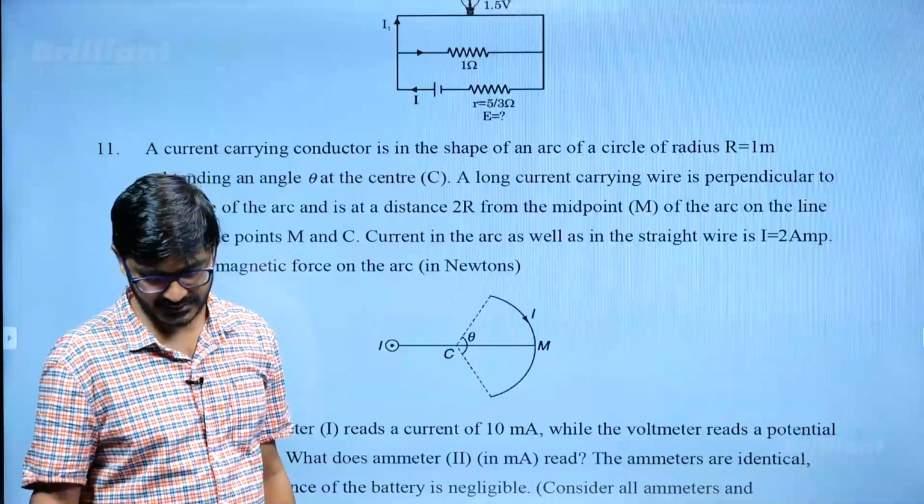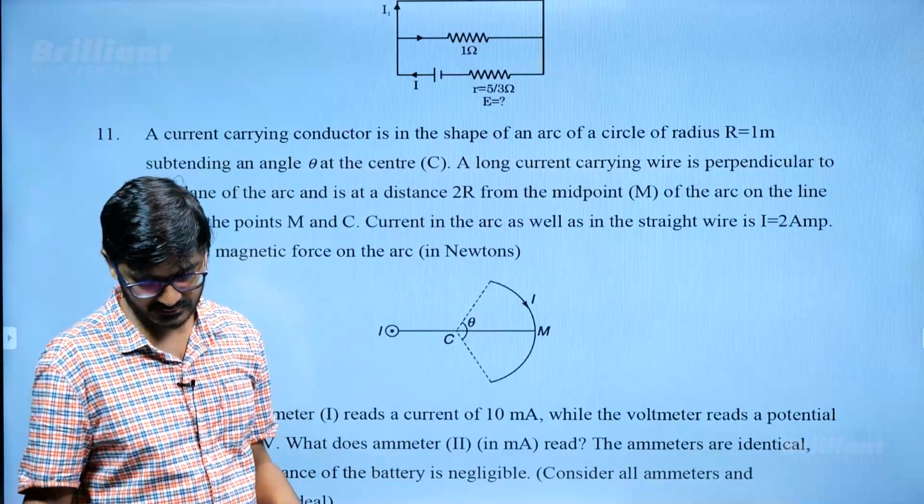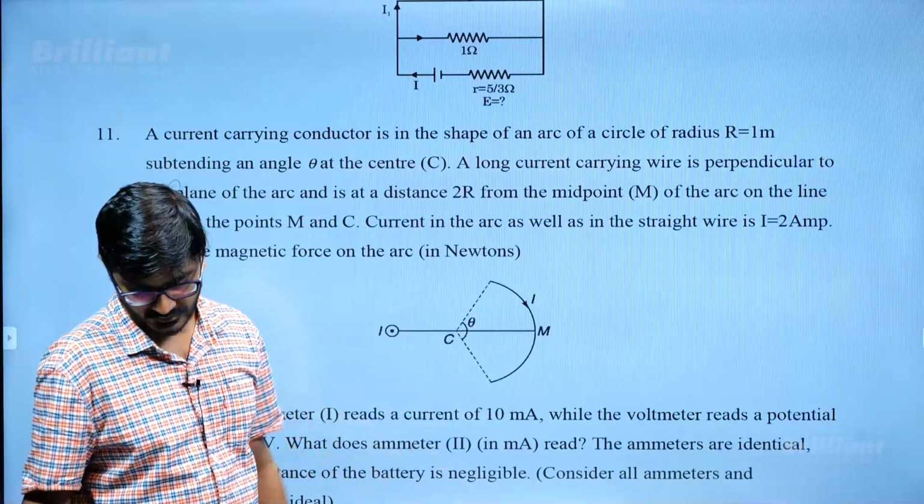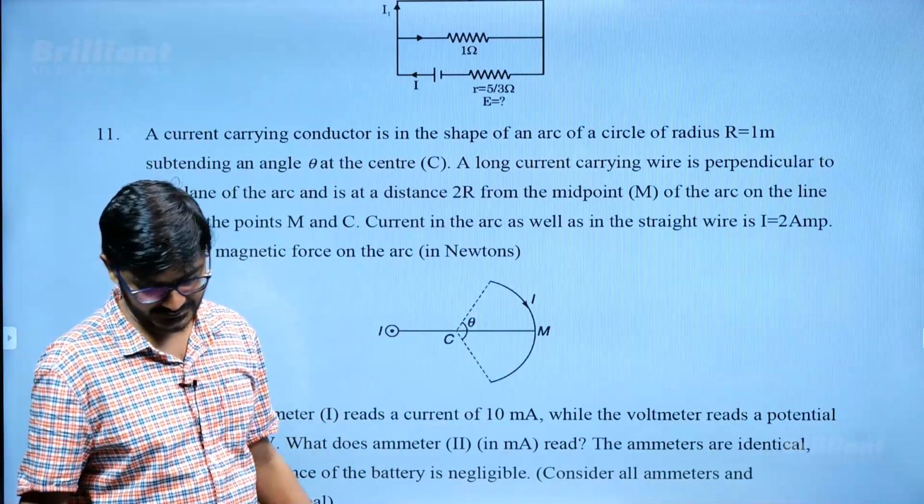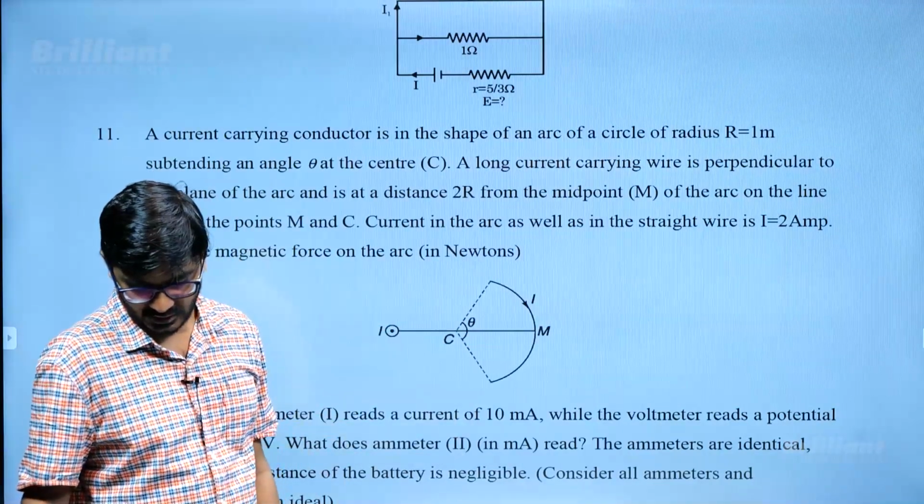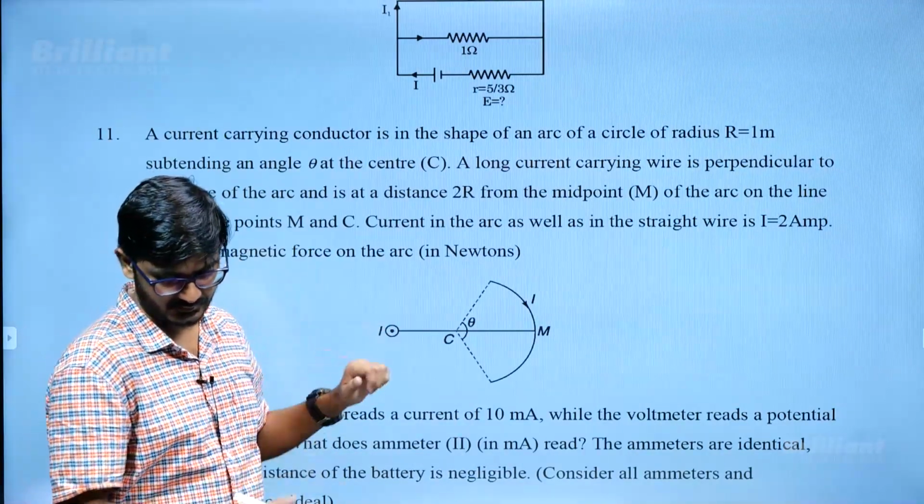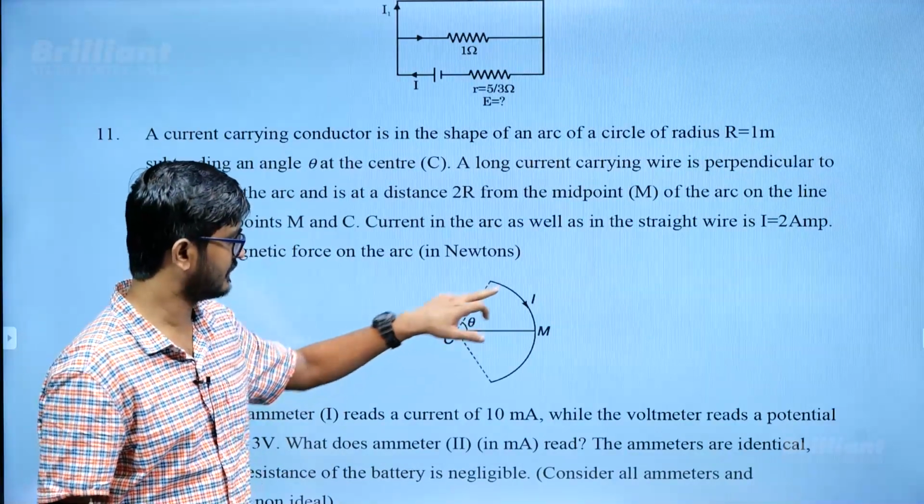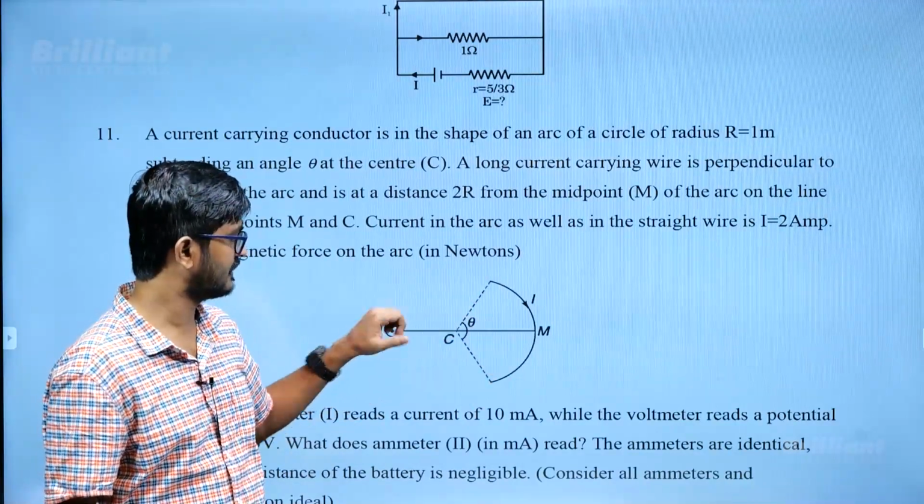The next question: a current carrying conductor is in the shape of an arc of a circle of radius r, subtending an angle theta at the center. If it was a full circle, it would subtend an angle theta. A long current carrying wire is perpendicular to the plane of the arc and is at a distance 2r. That is, if you draw a circle, this will be at the other end.